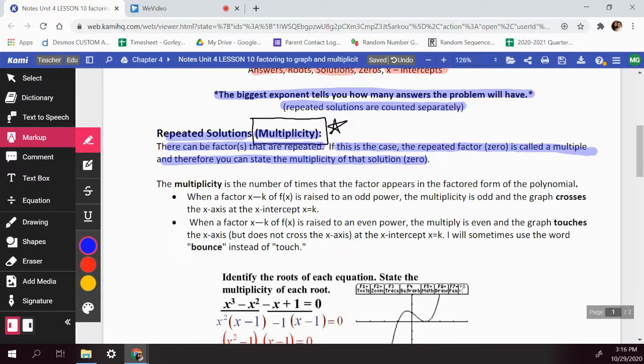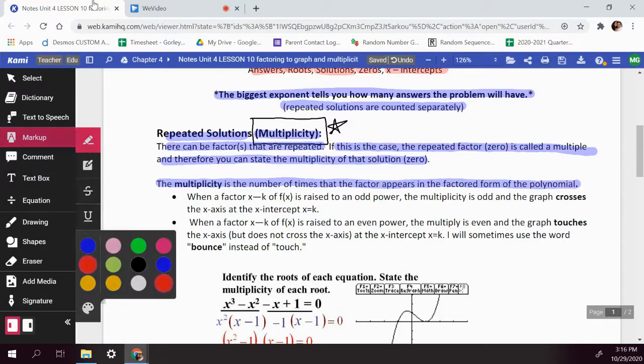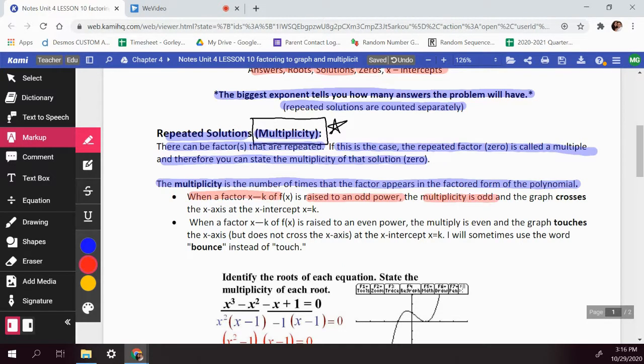That's the multiplicity. It says the multiplicity is the number of times that the factor appears in the factored form of the polynomial. Okay, this is interesting. We'll need this for later. When a factor is raised to an odd power, or in other words, its multiplicity is odd, the graph is going to cross the x-axis. When a factor is raised to an even power, or in other words, if the multiplicity is even, then the graph is going to touch the x-axis. Sometimes I'll use the word bounce instead of touch.